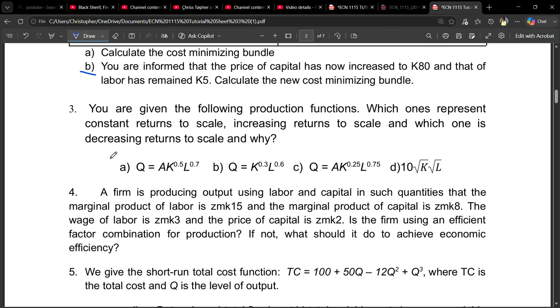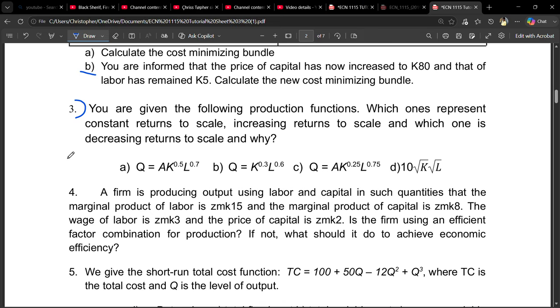Okay, so we move on to question 3. Question 3 was saying you are given the following production functions. Which ones represent constant returns to scale, which ones increasing returns to scale, and which one is decreasing returns to scale, and why? Okay, so what you have to know first is this.